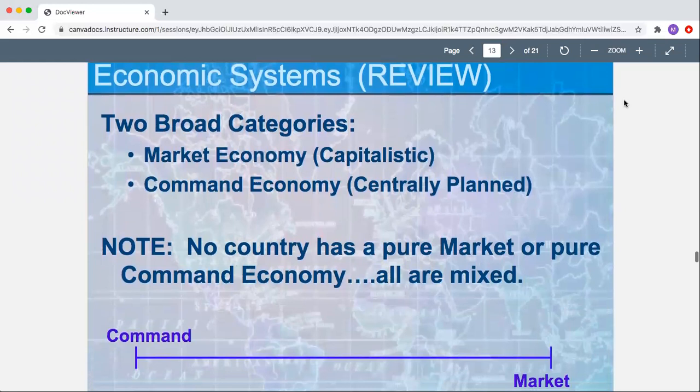So there's two basic categories. There's a market economy. That's the one where the consumers get to decide. That's capitalistic. And then the command economy, where the government decides. That's centrally planned. Again, it says no country has a pure market or a pure command economy. All of them are mixed. So even if they seem more on one side, they're all at least a little mixed.